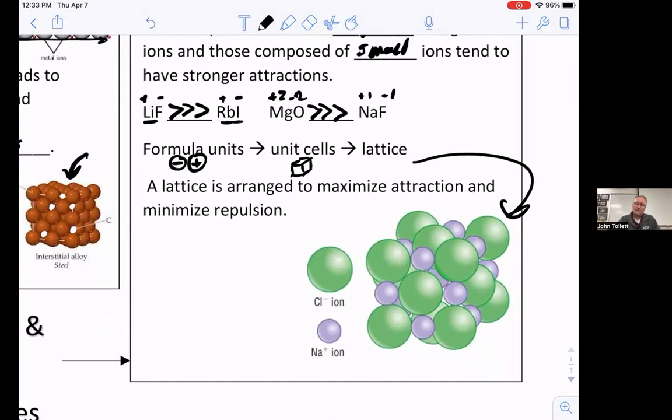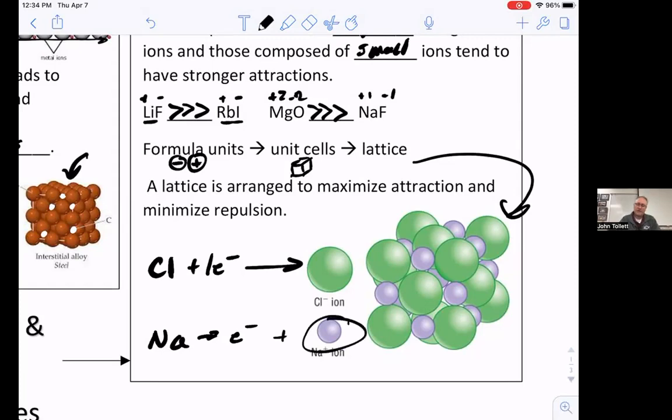The lattice is arranged to maximize the attraction and minimize the repulsion between them. So the negative ones will be as far away as they can from other negative ones while still attracting to those positive ions. In this particular case, a chlorine atom plus 1 electron is going to give me that chloride ion, whereas sodium, as an atom, is going to lose an electron and then form this sodium ion.